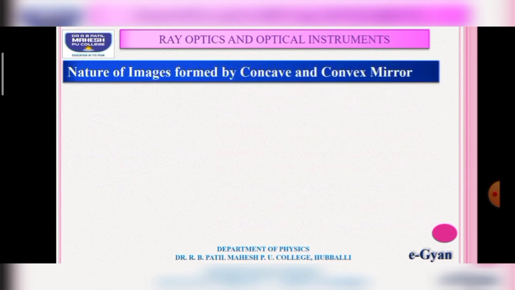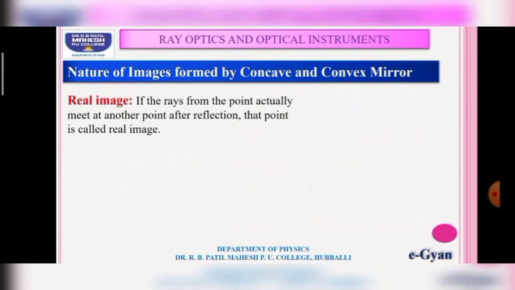Okay, next, nature of images formed by concave and convex mirror. There are 2 natures of images. One is real image and the other one is virtual image. Let us see what is real image and what is virtual image. Real image: real means we are actually getting the image.